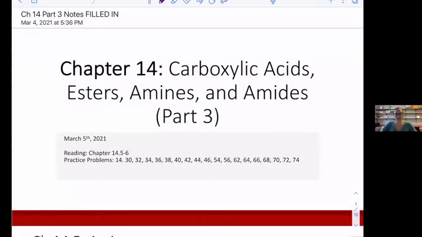Okay, hey guys. So we're finishing off chapter 14 in today's notes. Specifically today we'll be talking about amines and amides. So that's sections 5 and 6 in the textbook. And there's lots of practice problems for you guys to practice and try.